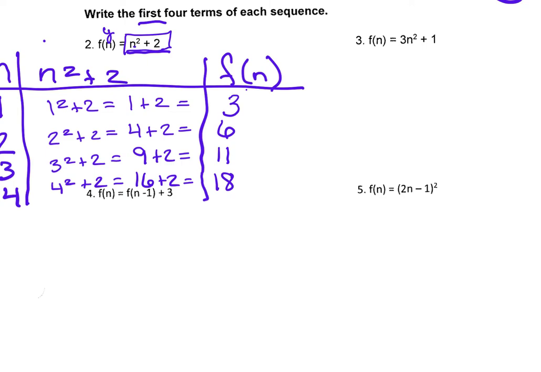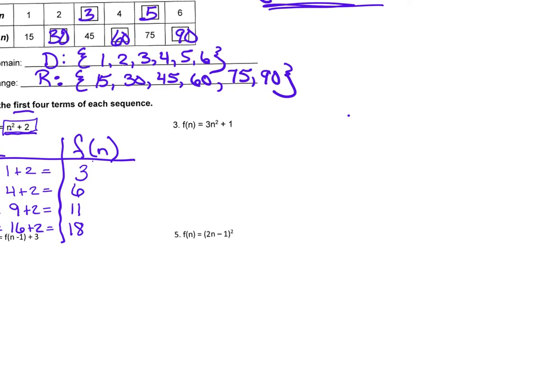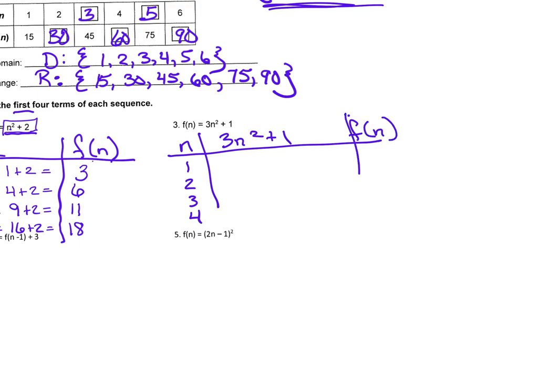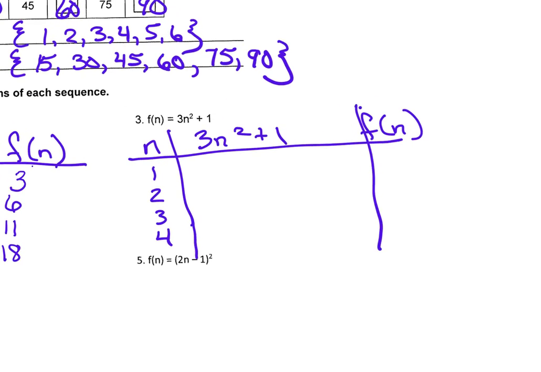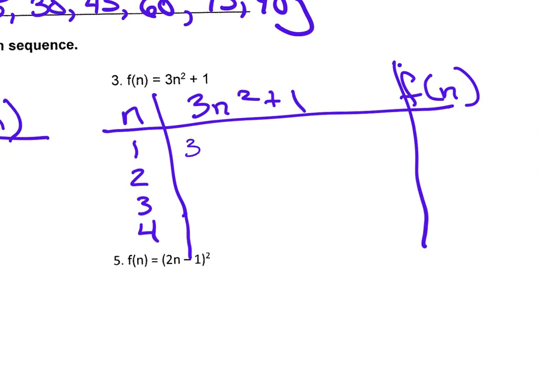Okay? Make sense? Should we do that for every one? Let's do this one for number 3. Let's make a table again. So I'm putting in values. I'm doing 1, 2, 3, and 4 on all of them. And then my function is 3n squared plus 1, and my output is going to be f of n. What am I going to get when I apply that rule to all these numbers? It's going to be 3 times 1 squared, I'm going to use parentheses, plus 1. So 3 times 1 plus 1 is 4.